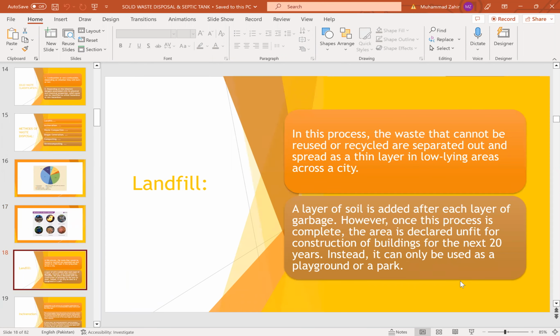What is landfill? In this process, the waste that cannot be reused or recycled is separated out and spread as a thin layer in low-lying areas across a city. A layer of soil is added after each layer of garbage. However, once this process is complete, the area is declared unfit for construction of buildings for the next 20 years. Instead, it can only be used for a playground or a park.